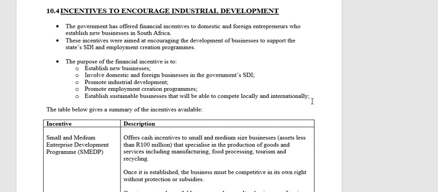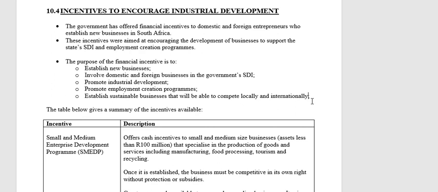And then very importantly, we want to establish sustainable businesses. The idea is that it should be an ongoing business, a stable business that is going to continue for years to come, and they should be able to compete both locally and internationally. That's why a lot of these incentives you'll see is a financial incentive, obviously to decrease production costs, to make them more competitive. Okay, lower prices leads to more competitiveness.